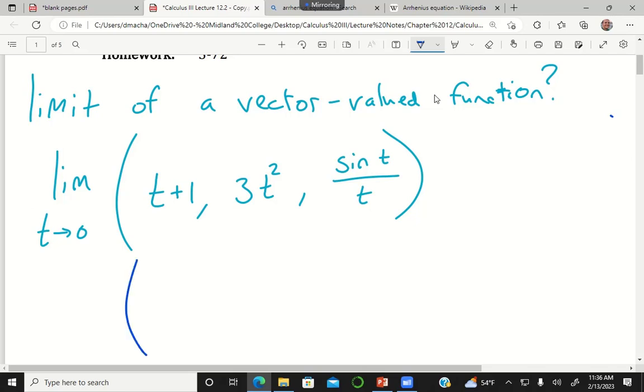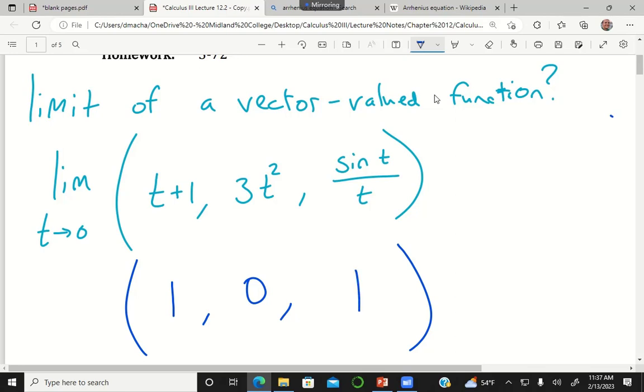So looking at the x component, what's the limit as t approaches 0? 1. Looking at the y component, what's the limit as t approaches 0? 0. And then what about the z component? What's the limit as t approaches 0? 1. It's 1, yeah.